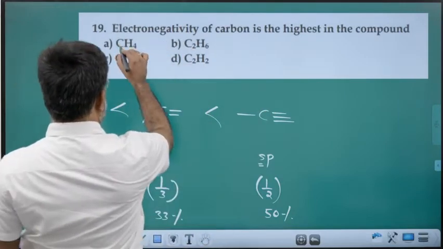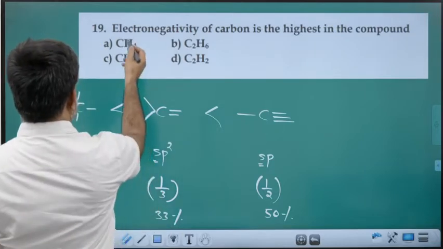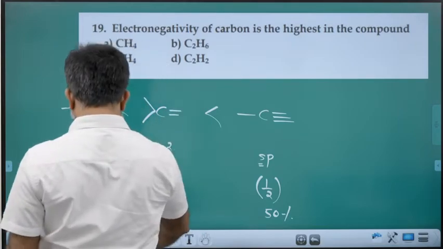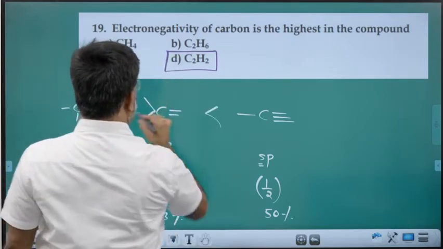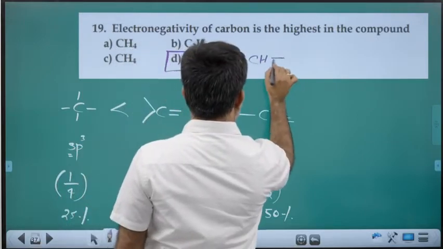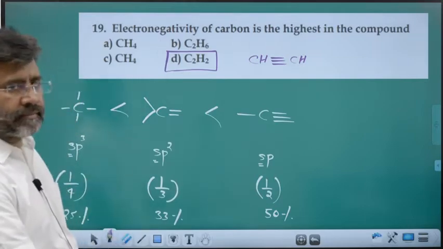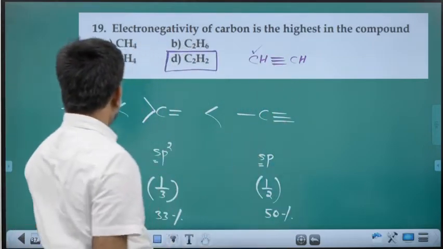This is alkane. This is the same compound. And this is alkyne. This is ethyne, and that is the answer. In ethyne, you have CH triple bond CH. That is ethyne, and this carbon is more electronegative. Next question.